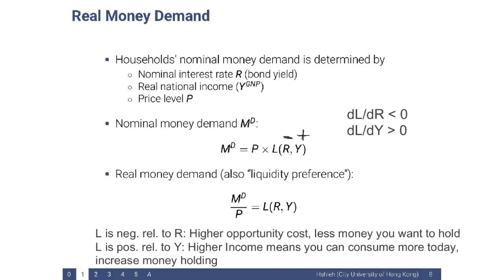But in macro, we like to work with real goods, real supply, real prices, so-called real quantities. And that just means we scale everything by prices. So if we divide both sides by prices, then what we have is real money demand equal to liquidity preference. So far, so good? If you have no macro background, I hope at least the math is simple.